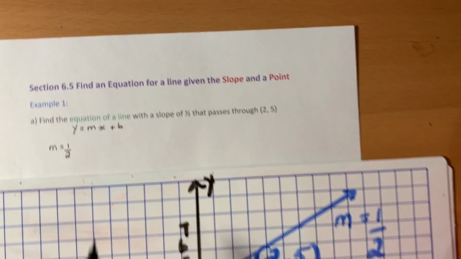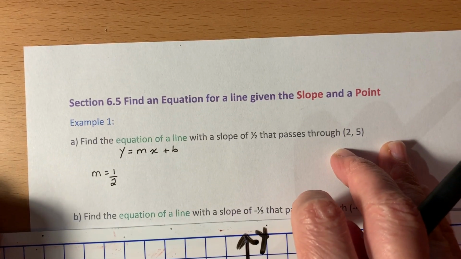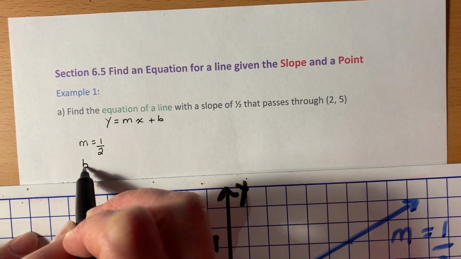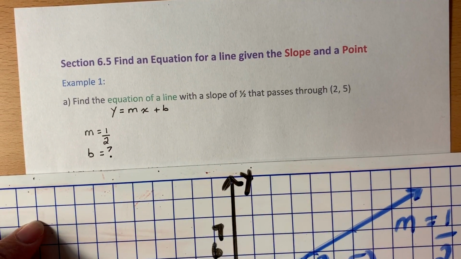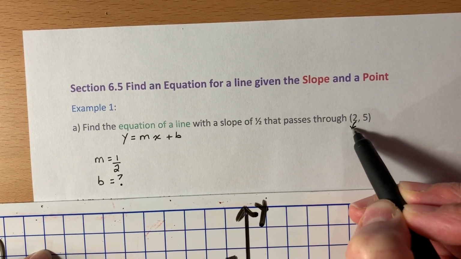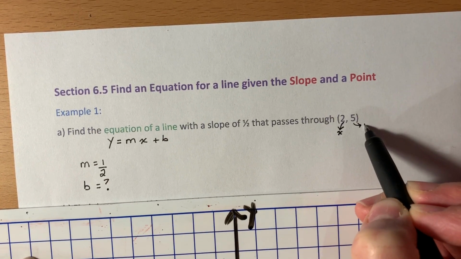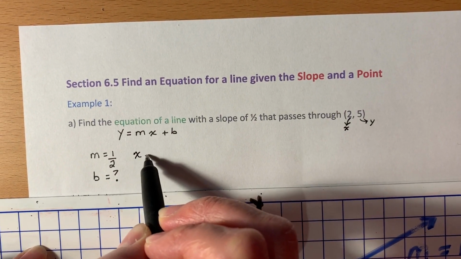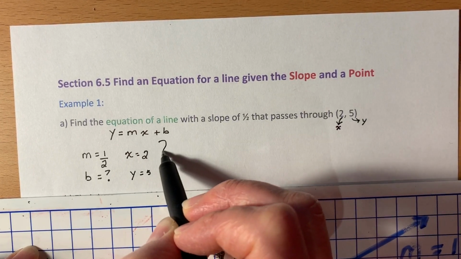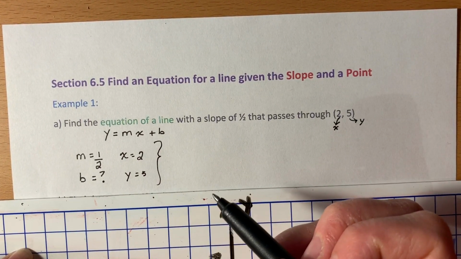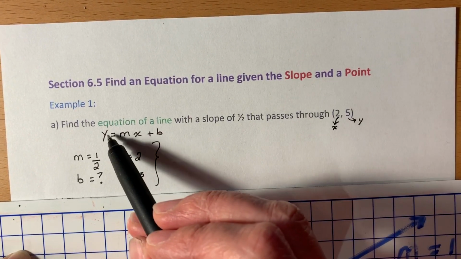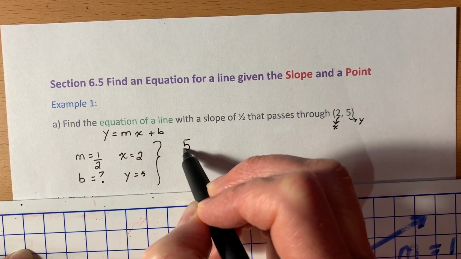So let's go back here. I know my slope is 1/2. I know b is something I need to look for. The reason you're given this point 2 and 5 is you're given an x value and a y value. So I know my x value that I can use is 2 and a y value I can use is 5. I sub all of this into my equation y equals mx plus b, and I algebraically determine my b value. So instead of y, I'm going to put 5.